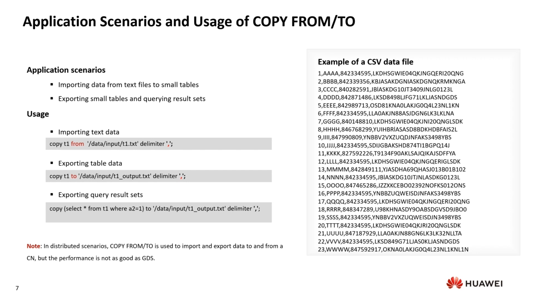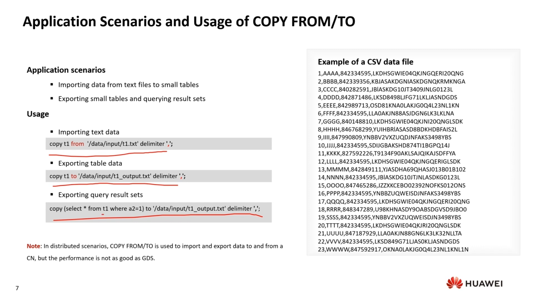Here's how we can use it. To import text data from a file to the table t1, you can run COPY t1 FROM the data file path, where the content following FROM is the corresponding file name, and the DELIMITER following the file name is the field separator. To export data from the table to a file, we can run the COPY TO command, and the delimiter is also the field separator. We can also use this command to export the query result set. We only need to replace the table name t1 with a query SQL statement.